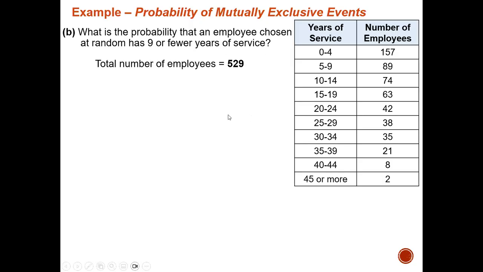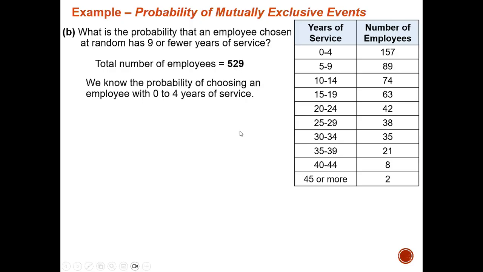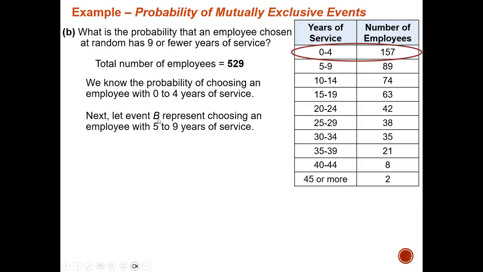fewer years of service? Again, we know that the total is 529. So now we're looking at how many match the criteria, our favorable outcome, right? So we already did 0 to 4, that's 157. Let B be the next event, which is the employees with 5 to 9. In total, I want all of the employees that have been there 9 or fewer years. So that includes the 0 to 4 as well as the 5 to 9. So I can take these two events.